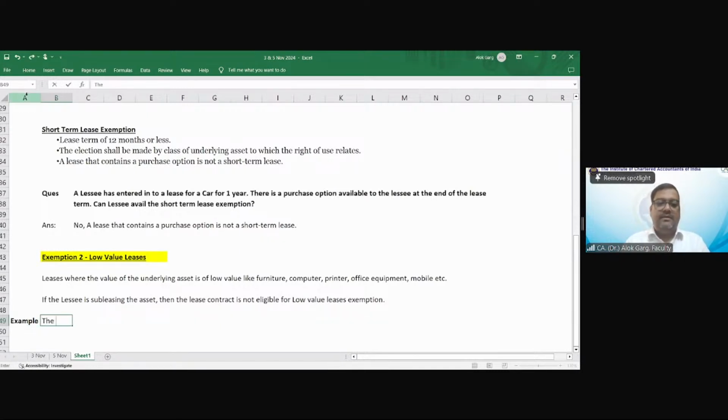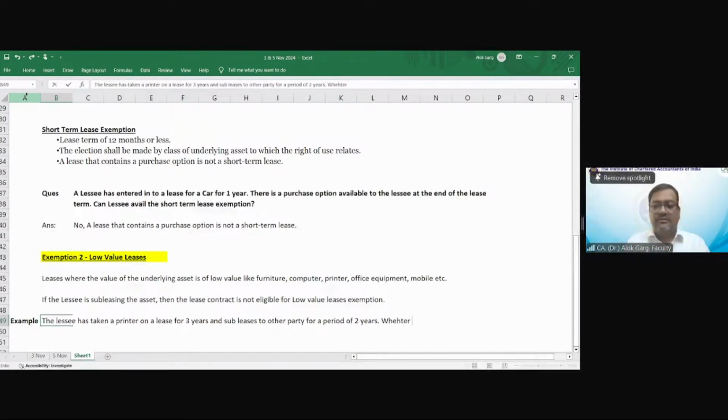The lessee has taken a printer on a lease for 3 years, okay, and subleases to another party for a period of 2 years.